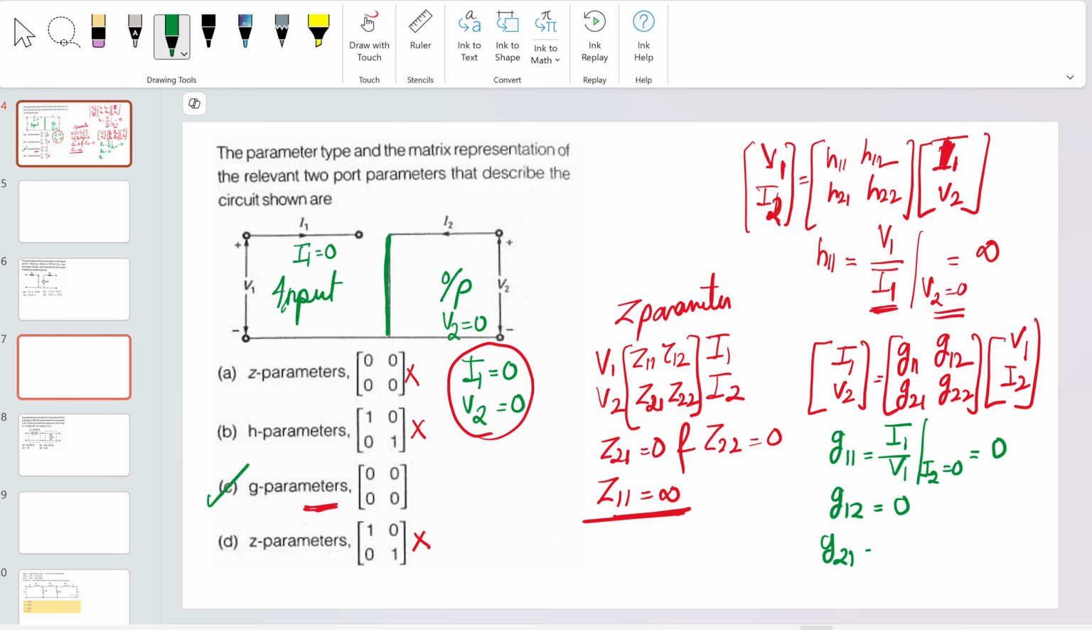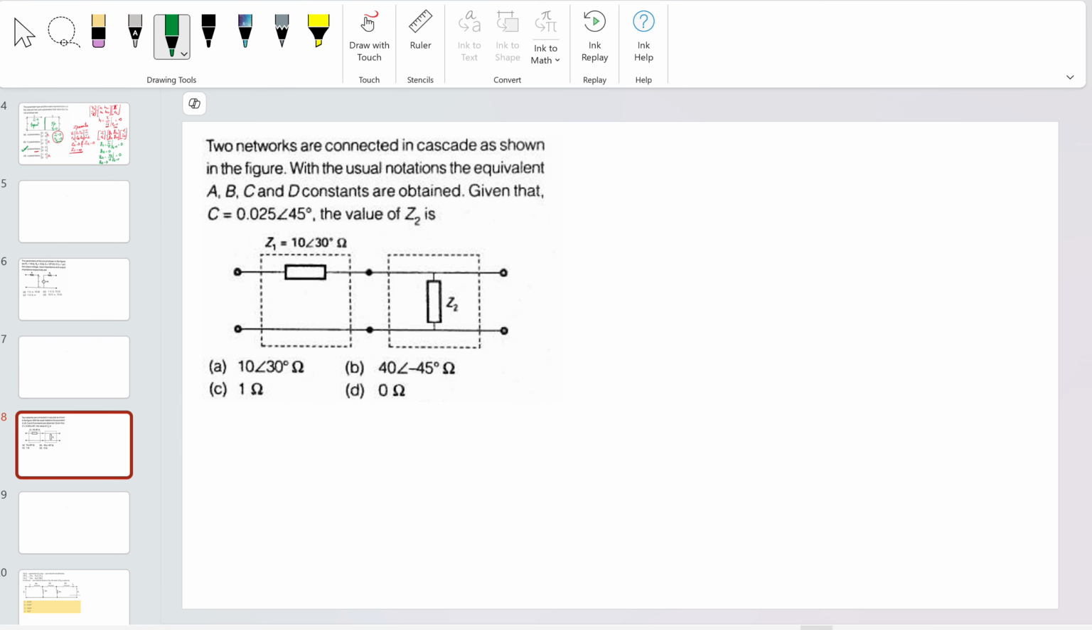If you take G21, G21 is basically V2 by V1 at I2 equal to 0. Here V2 is already 0, so that's why it is 0. If you take G22, it will also come out to be 0. That's why the C option is actually correct. Okay. Try to solve this problem.